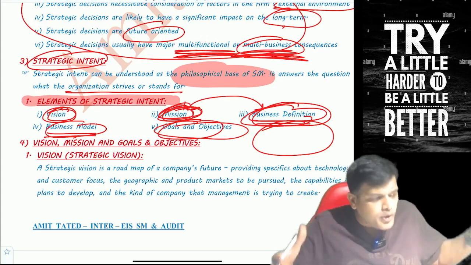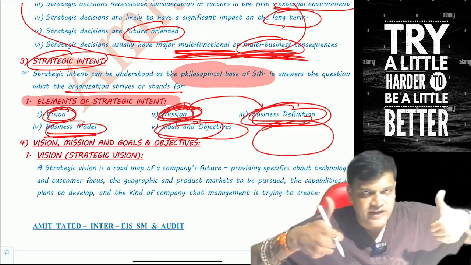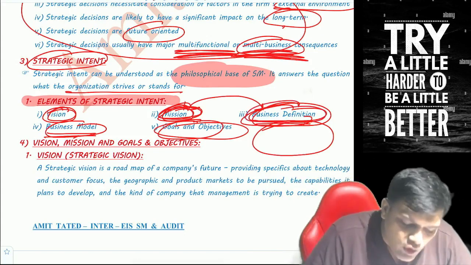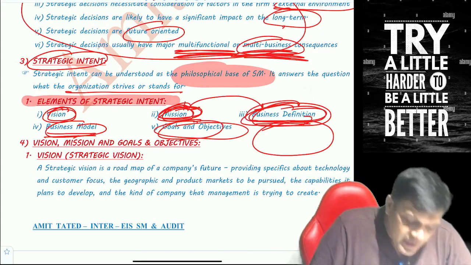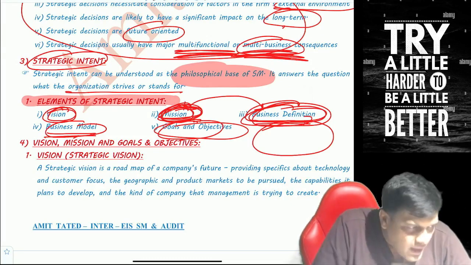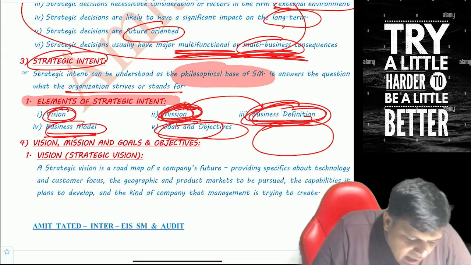Business definition, what you do currently, that is called business definition. Everybody clear? In business definition also, you will get current products. In mission also, what you are currently selling, but current and current are different. And the last concept is business model.